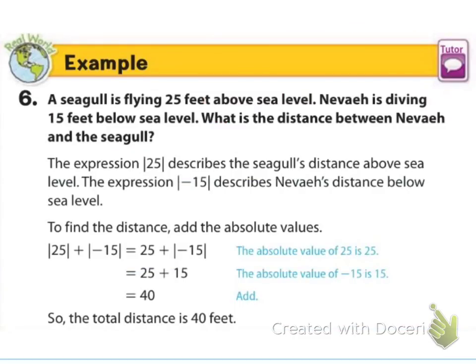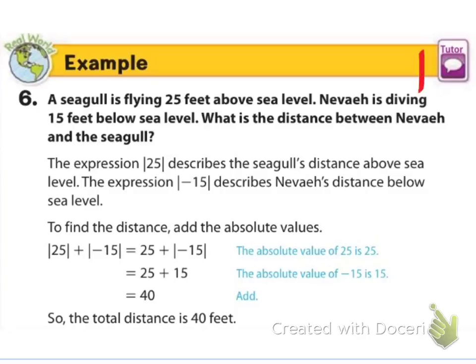Example number 6 says a seagull is flying 25 feet above sea level. You know I'm not going to get this right. So this kid is, I guess it's a kid. I have no idea. Okay, so this kid is diving 15 feet below sea level. What is the distance between the kid and the seagull?